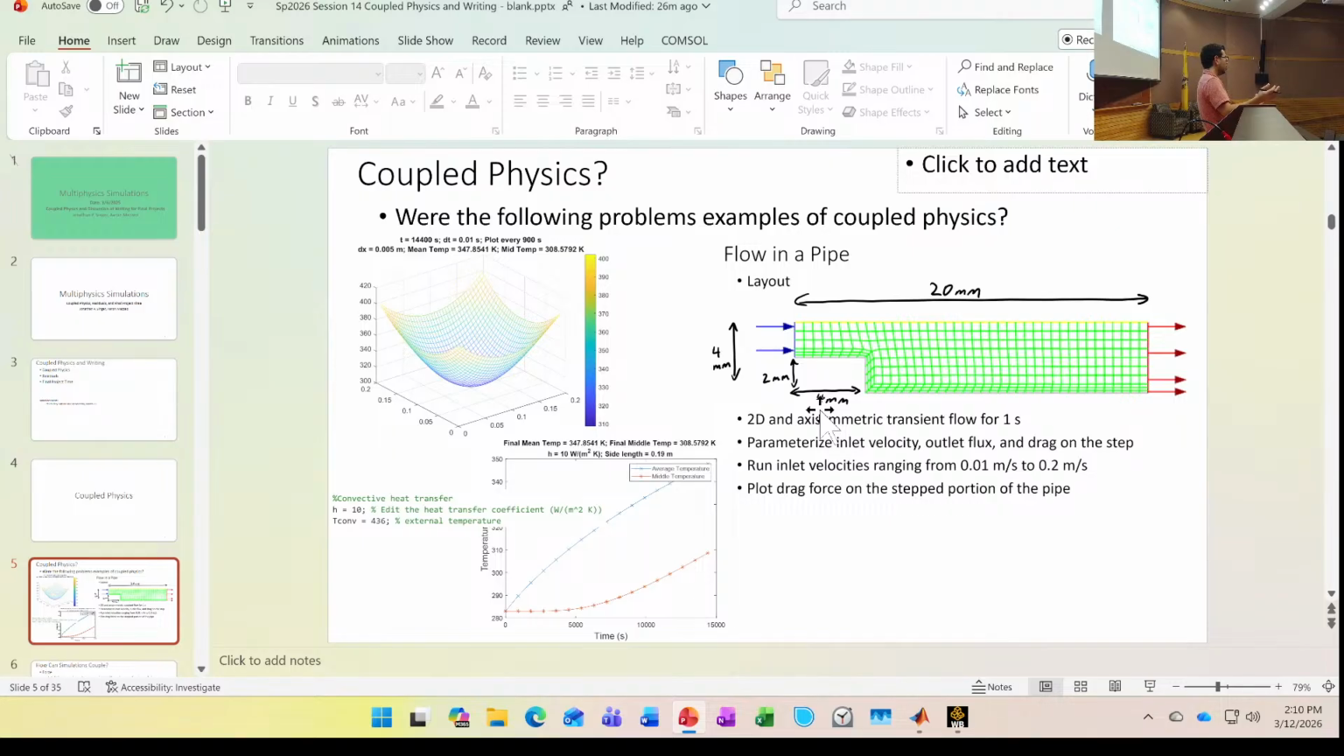For example, were there problems we've done so far that required knowledge of thermodynamics and fluid mechanics, or heat transfer and fluid dynamics? Were there problems that required a coupling between fluid mechanics and mechanics of materials, or solid mechanics? What do you all think, based on what we've done so far? There's not necessarily one answer. I want to hear what your thoughts are and why.